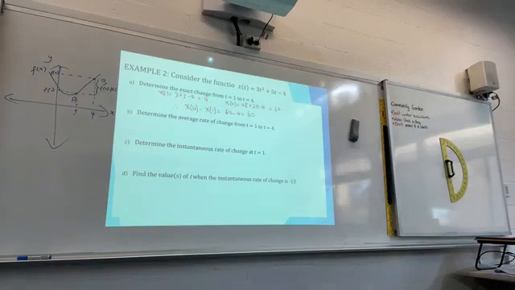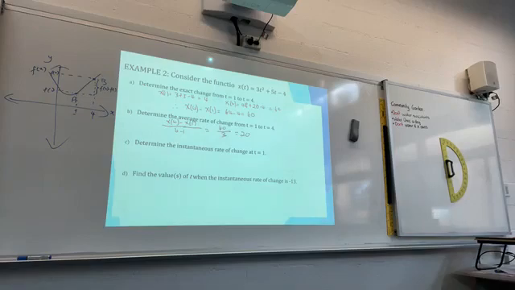Now determine the average rate of change. The average rate is the gradient between 1 and 4. So it is x4 minus x1 divided by 4 minus 1. Let's just write down 4 minus 1. So 60 over 3, which is 20. That's the average rate of change.